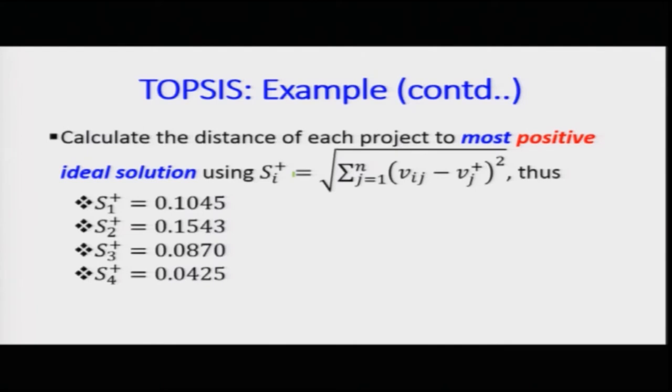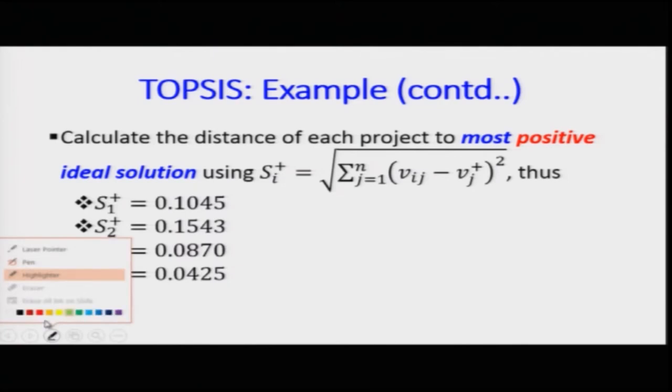So, it will be the difference between each and every cell value and the maximum to find out the most positive ideal solution. Square it, sum it up and find out the square root, such that you are giving one criteria for the S1 plus, which comes out to be 0.1045. If you do the calculations, you can find out. So, Vj plus would basically be, for each and every row, the maximum values. So, if you find it out, the values are coming out to be 0.1045, and highlight them.